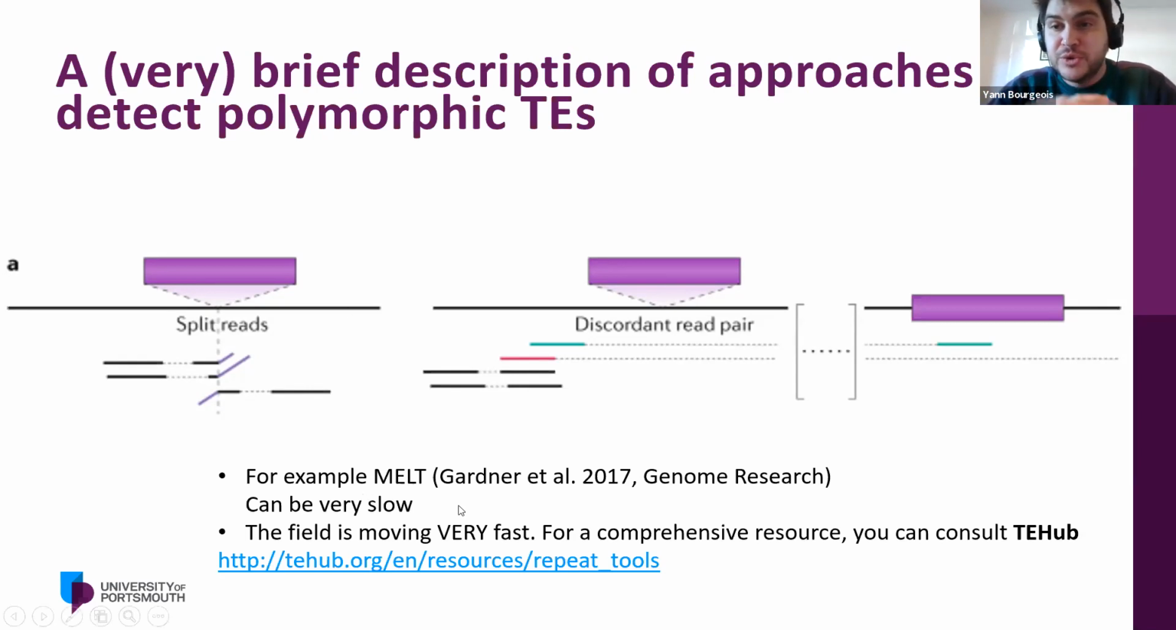The field is moving really fast, so I also wanted to highlight the existence of this resource. There is a web link here, and if you are interested, I can also provide the presentation. It's called TE Hub, and it lists all the tools that are currently available to call TEs in genomes. But yes, this is basically how we detect polymorphic TEs in genomes at the moment.